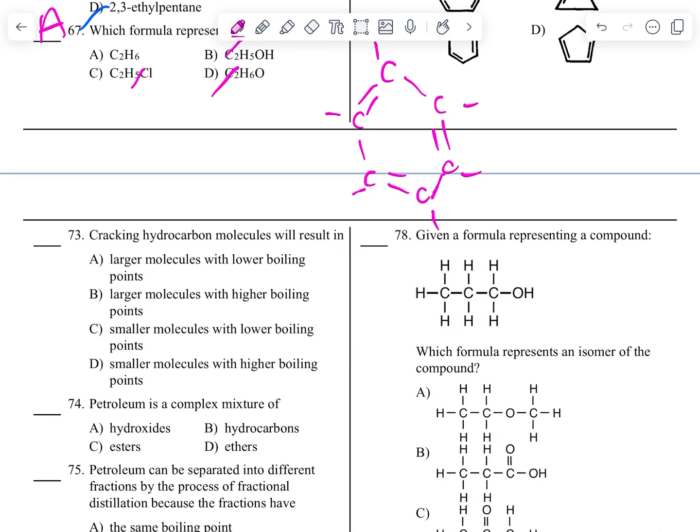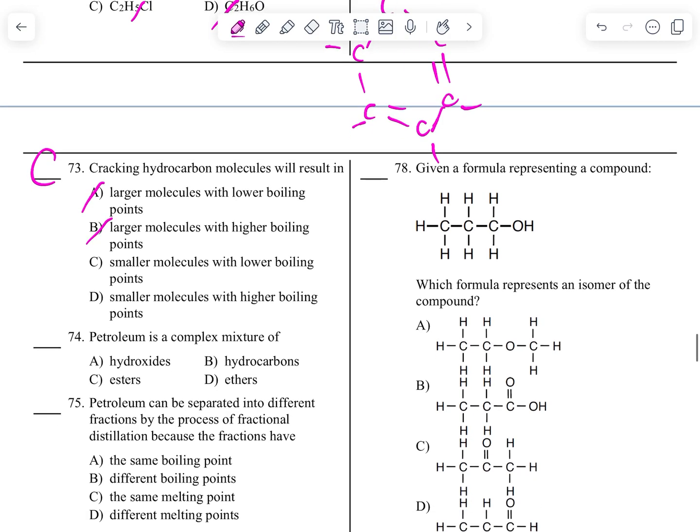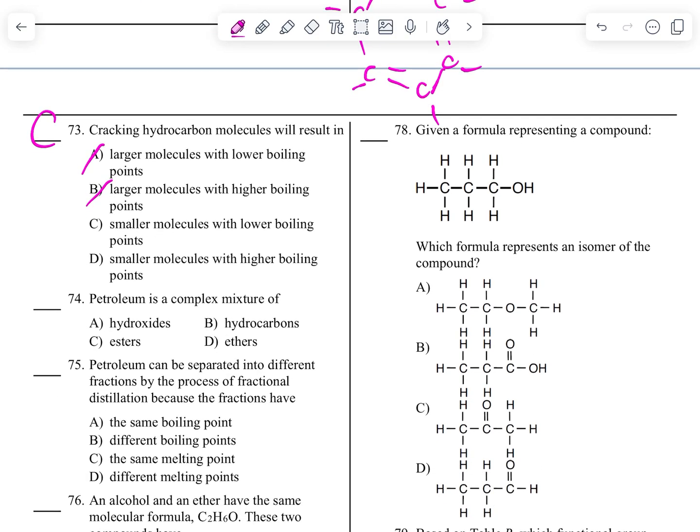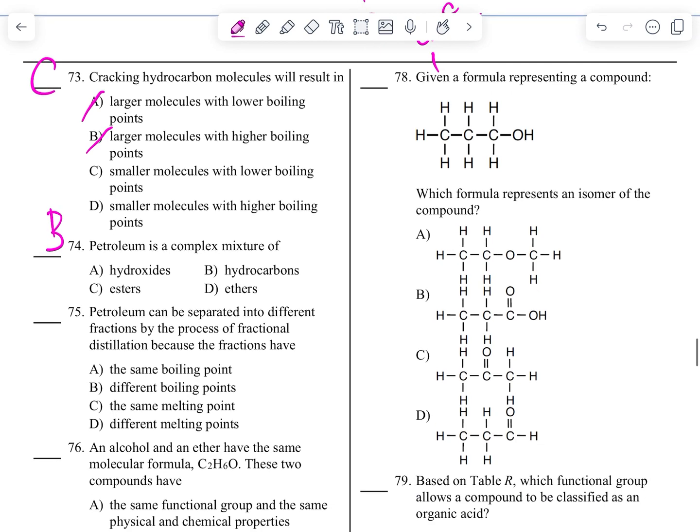Cracking hydrocarbon molecules. Okay, so when we crack them, we make smaller molecules, and the smaller molecules have lower boiling points. And the whole point of that is that we can use it for different functions, like gasoline. Petroleum is a mixture of hydrocarbons. Petroleum can be separated into different fractions by the process of fractional distillation because they have different boiling points.